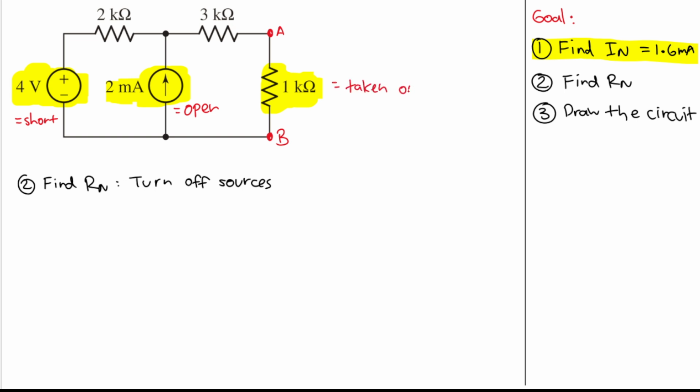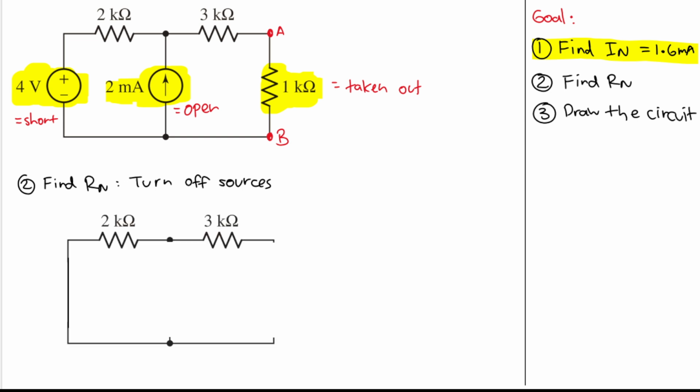Okay, let's redraw what we can get from here. So we get the drawing here of the circuit. So we replace this 4 volt here by short circuit. And then we replace this 2 ampere current source by open circuit. And we take out the component between terminal A and B, this 1 kilo ohm resistor. So this is terminal A and terminal B.